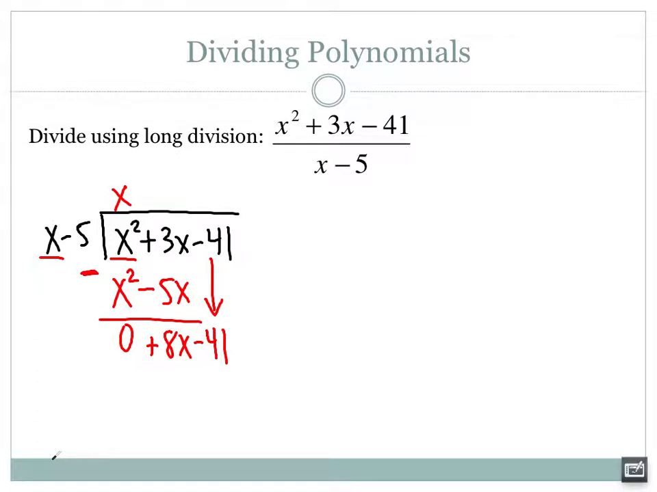Now I want to divide again. 8x divided by x is just positive 8. Now multiply. 8 multiplied by x is 8x. 8 multiplied by negative 5 is negative 40. And remember that you want to subtract now. 8x subtract 8x is 0. Remember from up here, we got a 0, so we know we're on the right track. Negative 41 subtract negative 40 is negative 1. So remember, we're subtracting. I can't divide negative 1 by x, so this is the remainder.